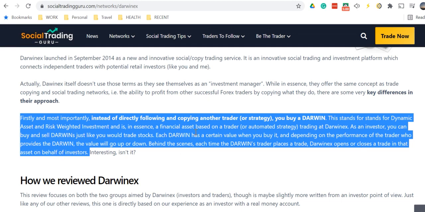Behind the scenes, each time the Darwin's trader places a trade, DarwinX opens or closes a trade in that asset on behalf of investors. So it's essentially the same as eToro. It's the same difference really, except they've packaged it up as these Darwin units that are then tradable. It's the same net effect where you invest in a certain number of traders and you get a return based on how well they do.